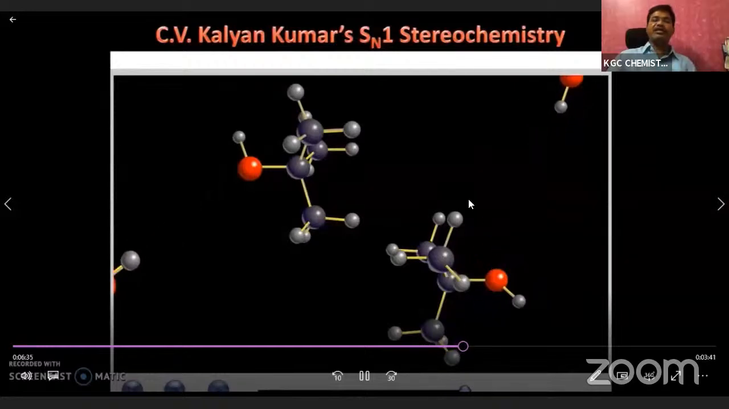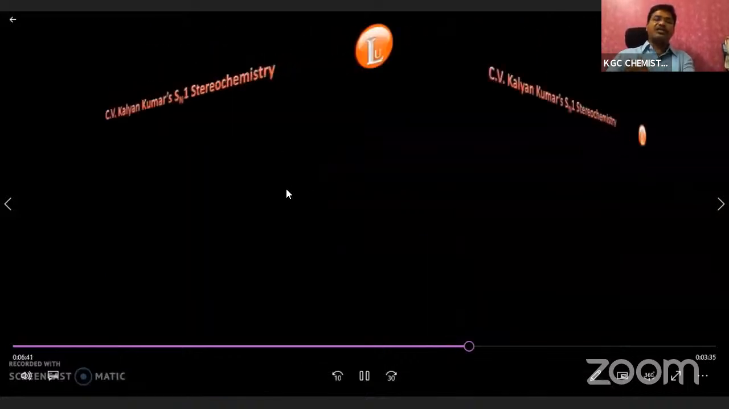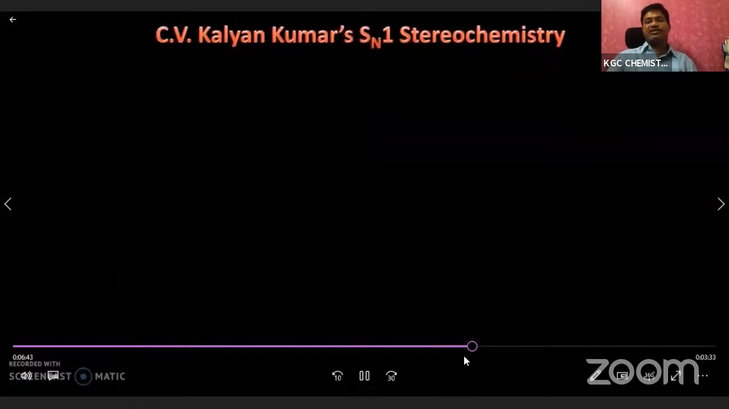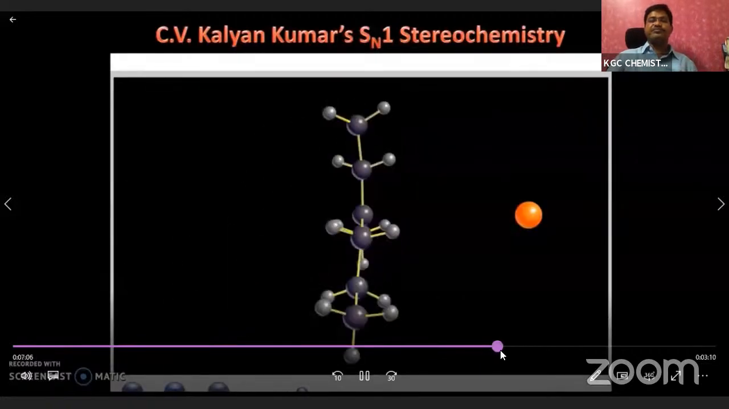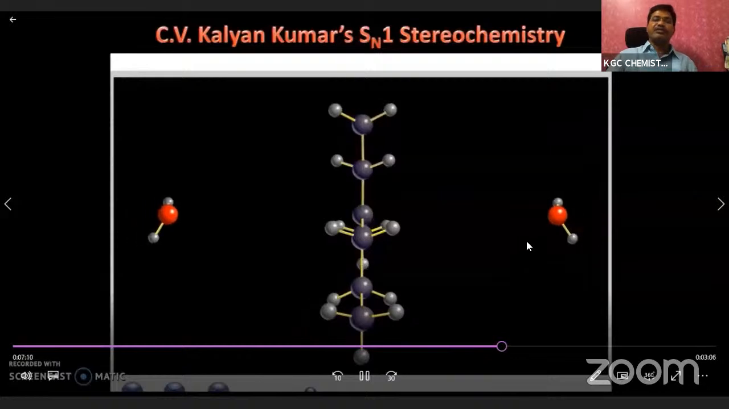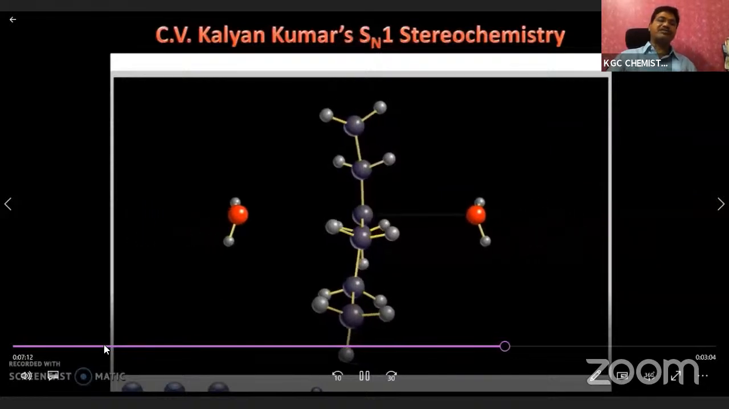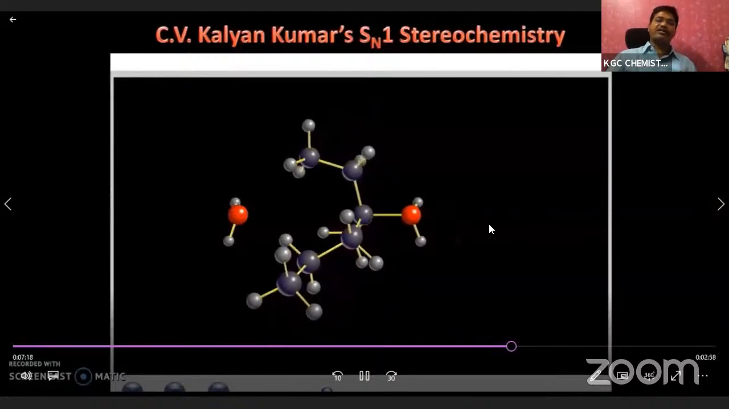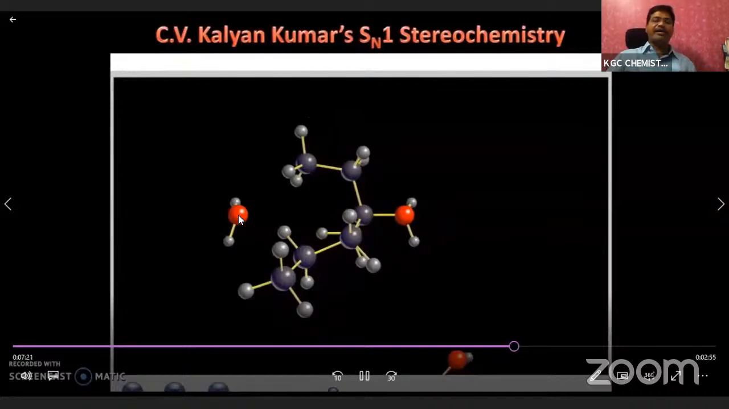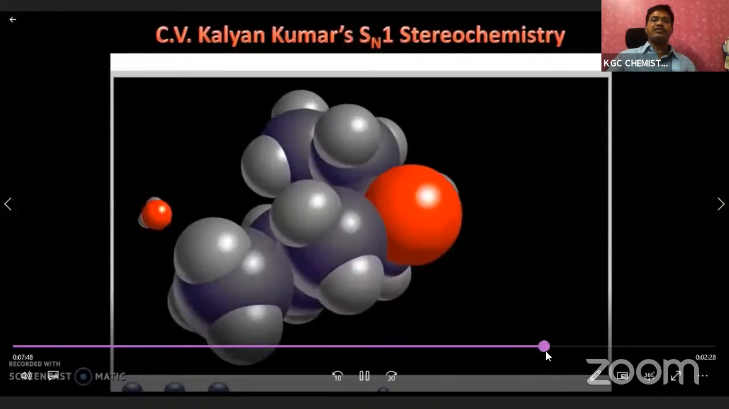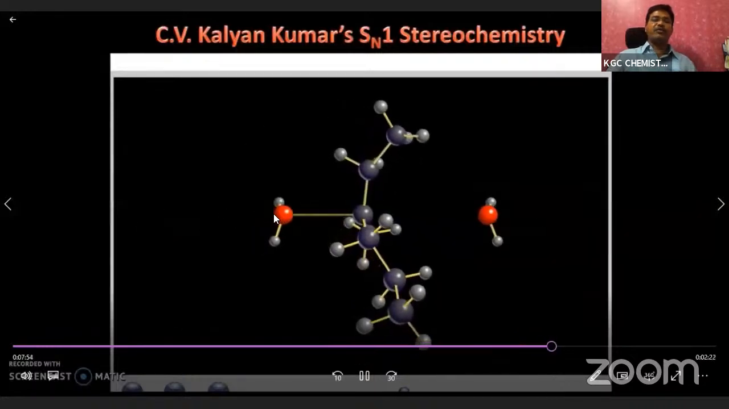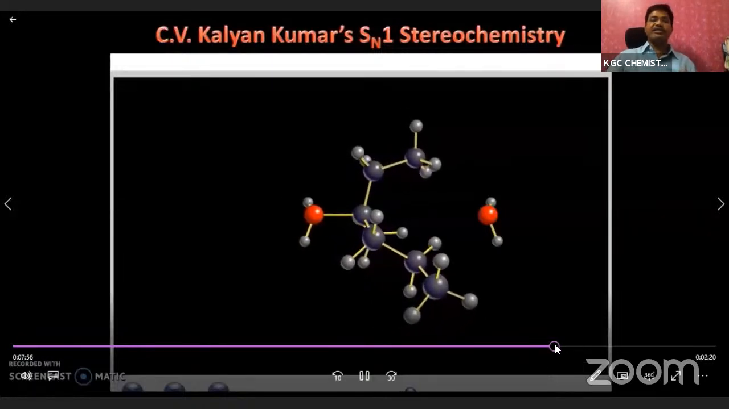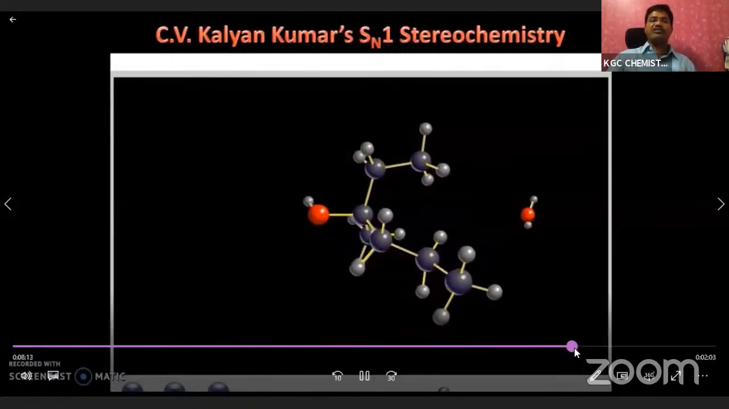Now what happens finally? This is the retention of the configuration, and this is the configuration opposite to it, the inversion of the configuration. See this: the nucleophile can attack on both sides with the same probability. One may attack on the same side as the leaving group, another may attack on the opposite side. That's why you will get the opposite configuration with this.